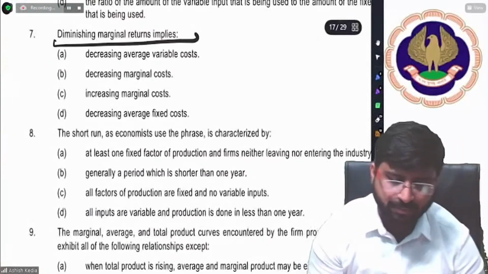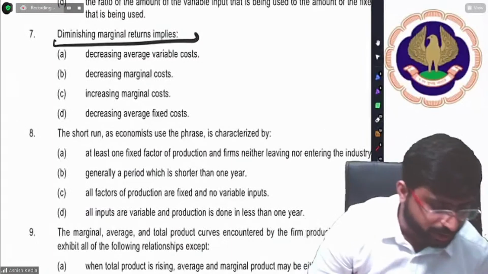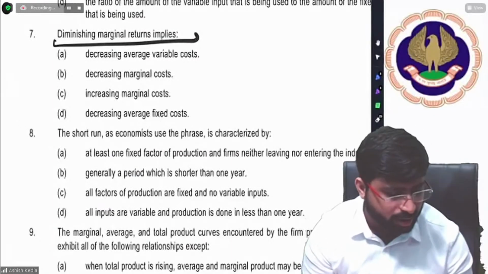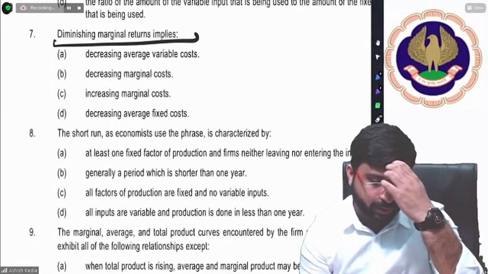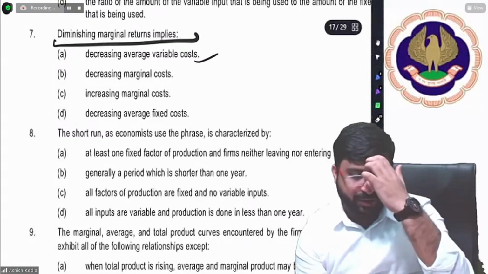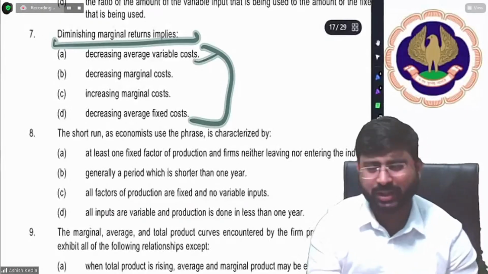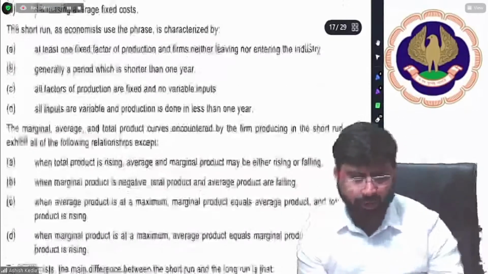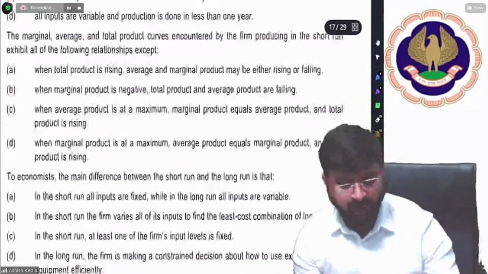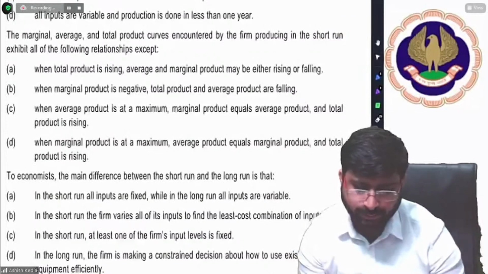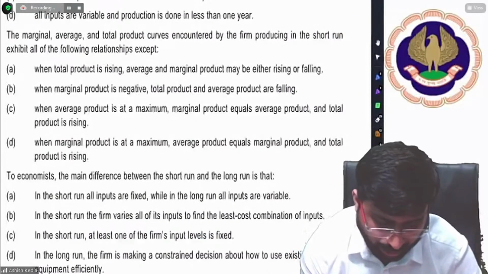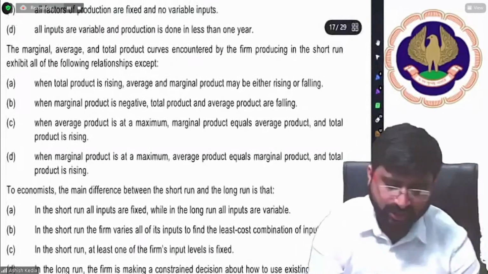Whenever there is diminishing marginal returns, what does it imply? That average variable cost will decline. Okay, forget this, it is from cost. So let's not do it right now, you all will be confused. Let me explain cost and then we will do it. Let me check. This is from production now. Right. So this one is correct.